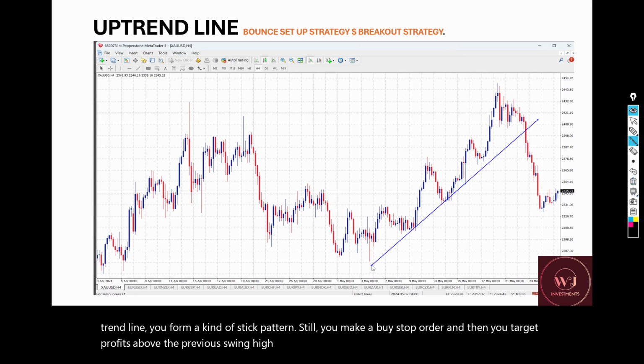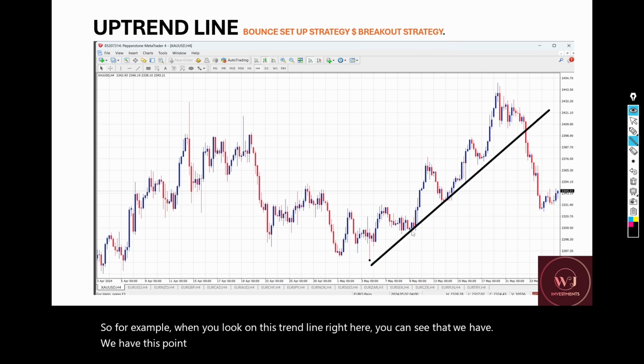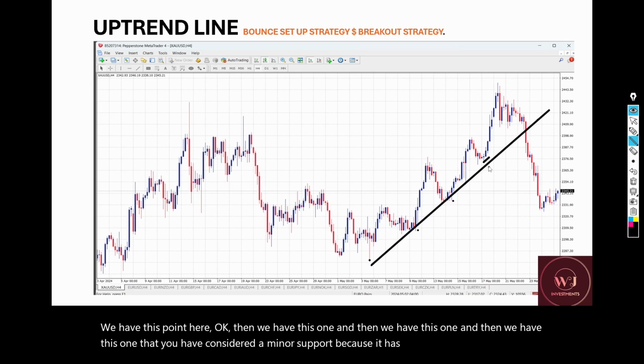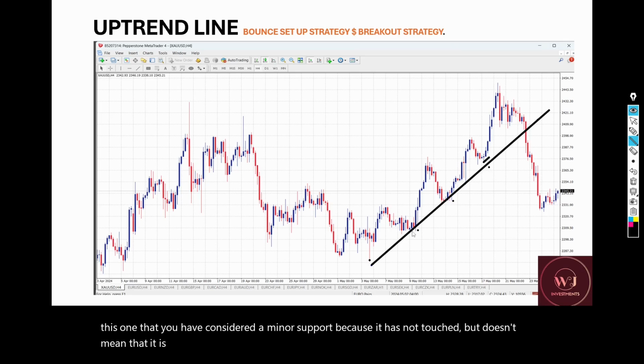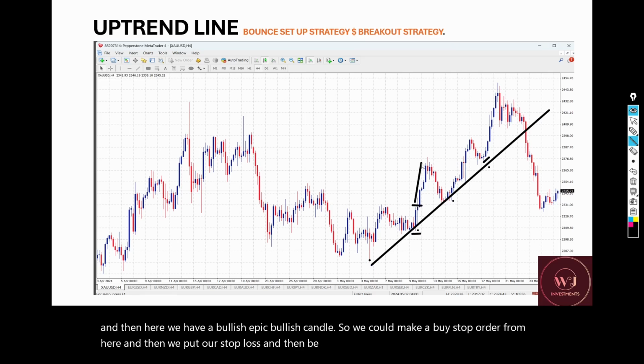So for example, when you look on this trend line right here, you can see that we have this point here, okay? Then we have this one, then we have this one, and then we have this one that we have considered a minor support because it has not touched, but doesn't mean that it is not a valid one. So here you can see that the market goes high, goes down, we connect, and then here we have a big bullish candle. So we could make a buy stop order from here, and then we put our stop loss, and then be able to catch the wave up.